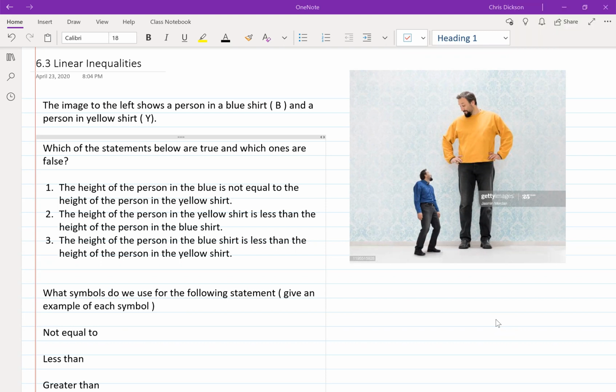There we go. Okay, so we can see on the screen there's this tall person here and a smaller person, and one's wearing blue and one's wearing yellow. So we're going to say that B is the person wearing the blue shirt, and Y is the person wearing the yellow shirt. And then we have three statements here. I'd like you to read through them and decide whether they're true or false statements. Just write a letter F or letter T if you think they're true or false. So I'll give you maybe just a minute to do this. Let me just pause the video.